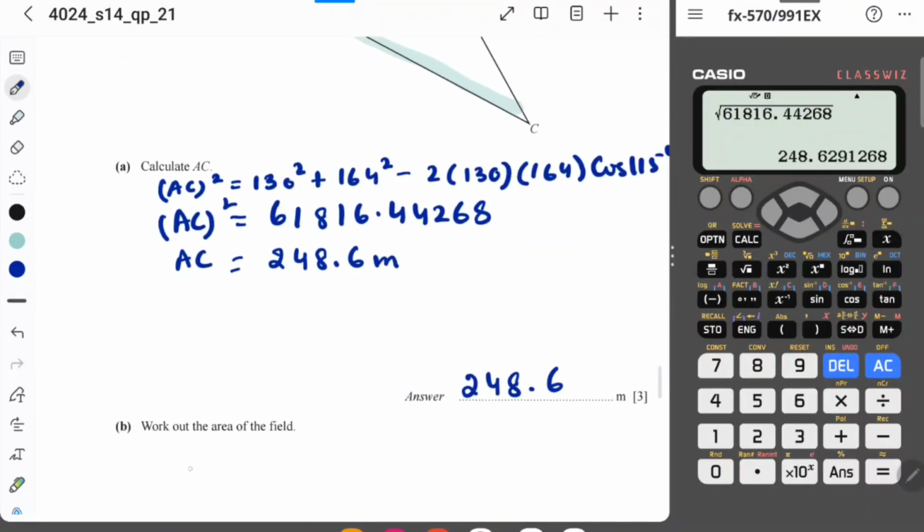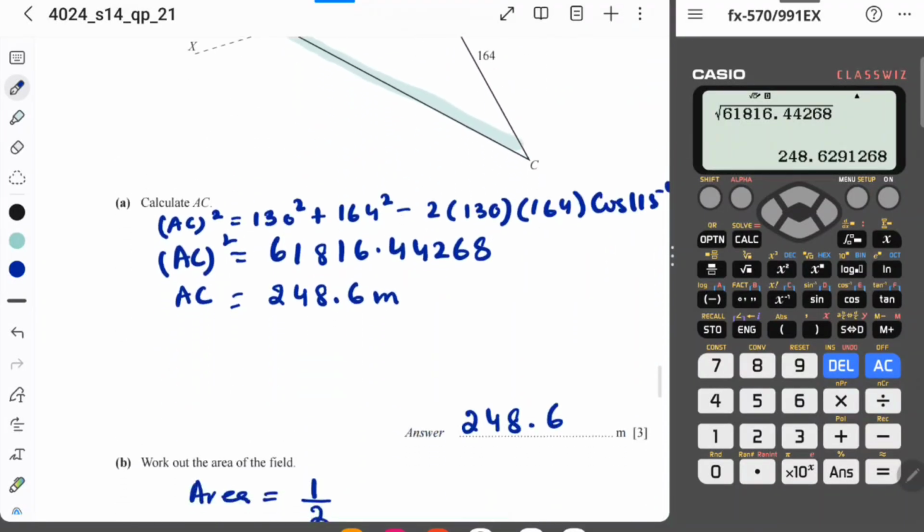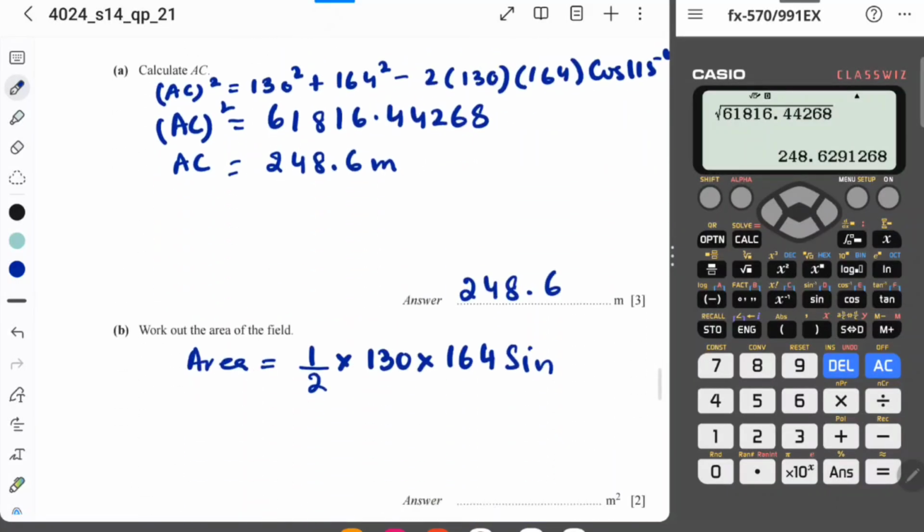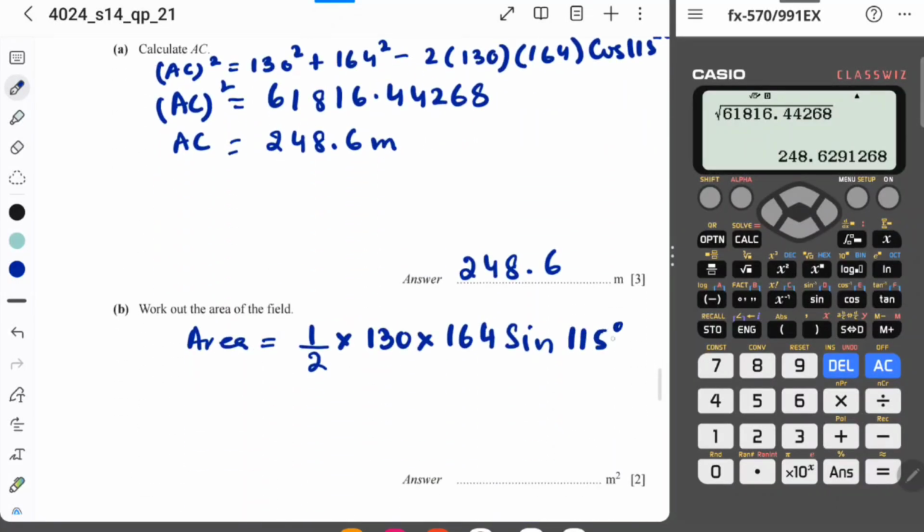So the area of the field is equal to half of 130 times 164 times sine of 115 degrees, half AB sine C. So you are getting 9,661.2.